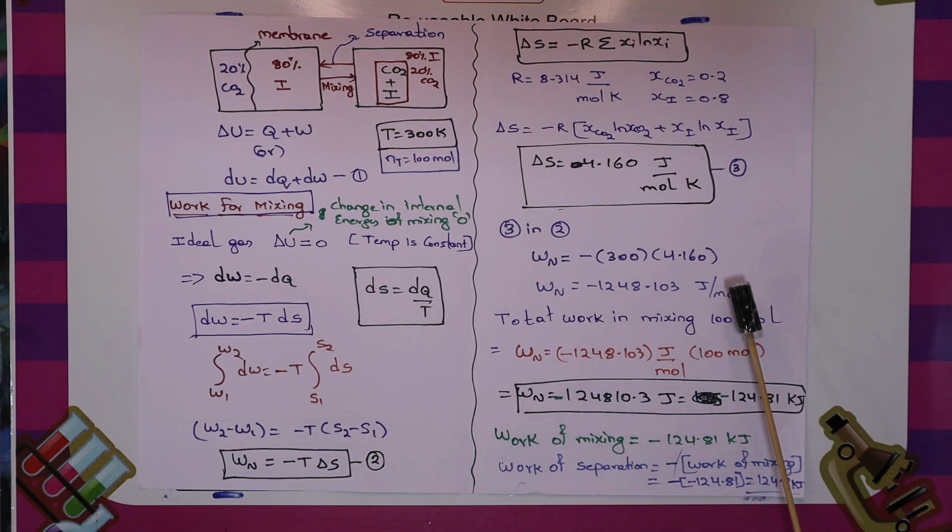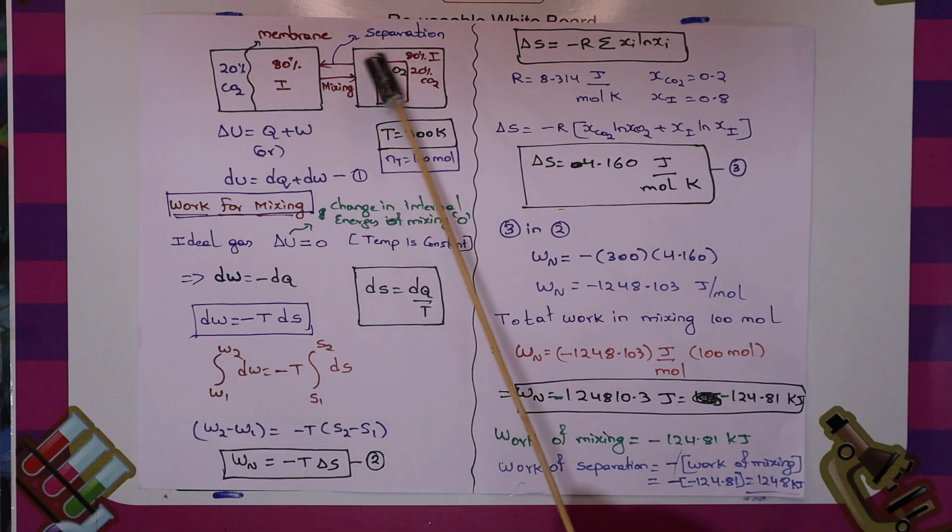So here we got the work for the mixing in joule per mole, but what we are supposed to calculate is the total work. In total, it is given that in the mixer 100 moles of inerts and CO2 are present. So it is minus 1248.103 joule per mole into 100 moles. That means the total work in this mixing process is minus 124.81 kilojoules.